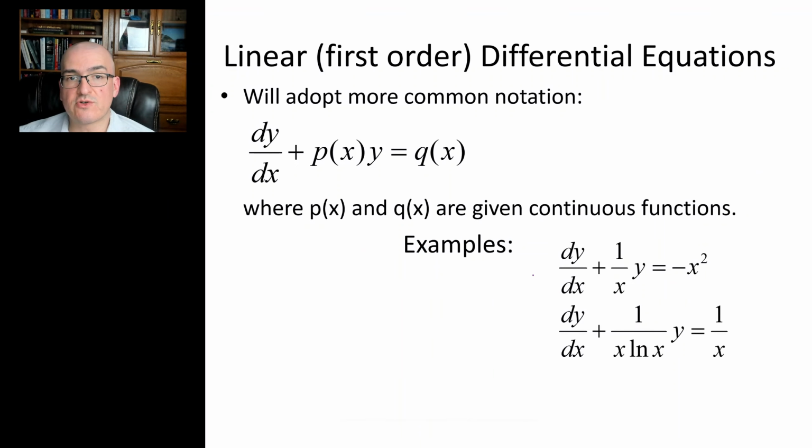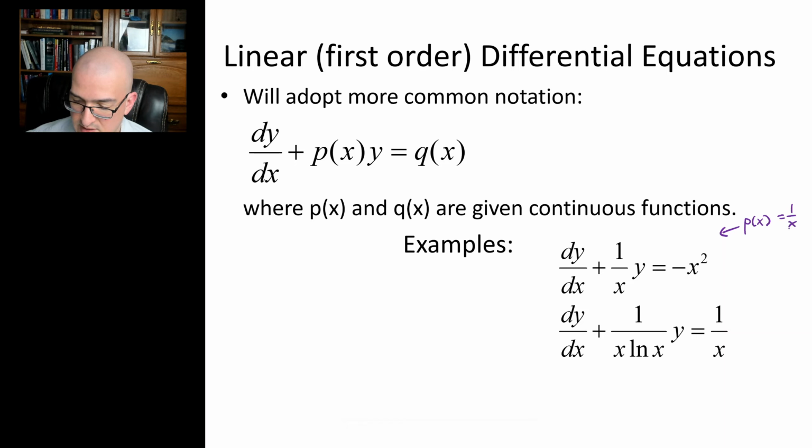Now this p of x and q of x that are written up above, those labels are actually important. They're going to be necessary to work with when we talk about solutions. So I'm going to identify what p of x and q of x in each of these examples would be. In the first example, p of x, the part that's multiplied by y, is equal to 1 over x. And q of x, the function of x that's all by itself, is equal to negative x squared. For the second example, p of x is equal to 1 over x ln x, and q of x is equal to 1 over x.